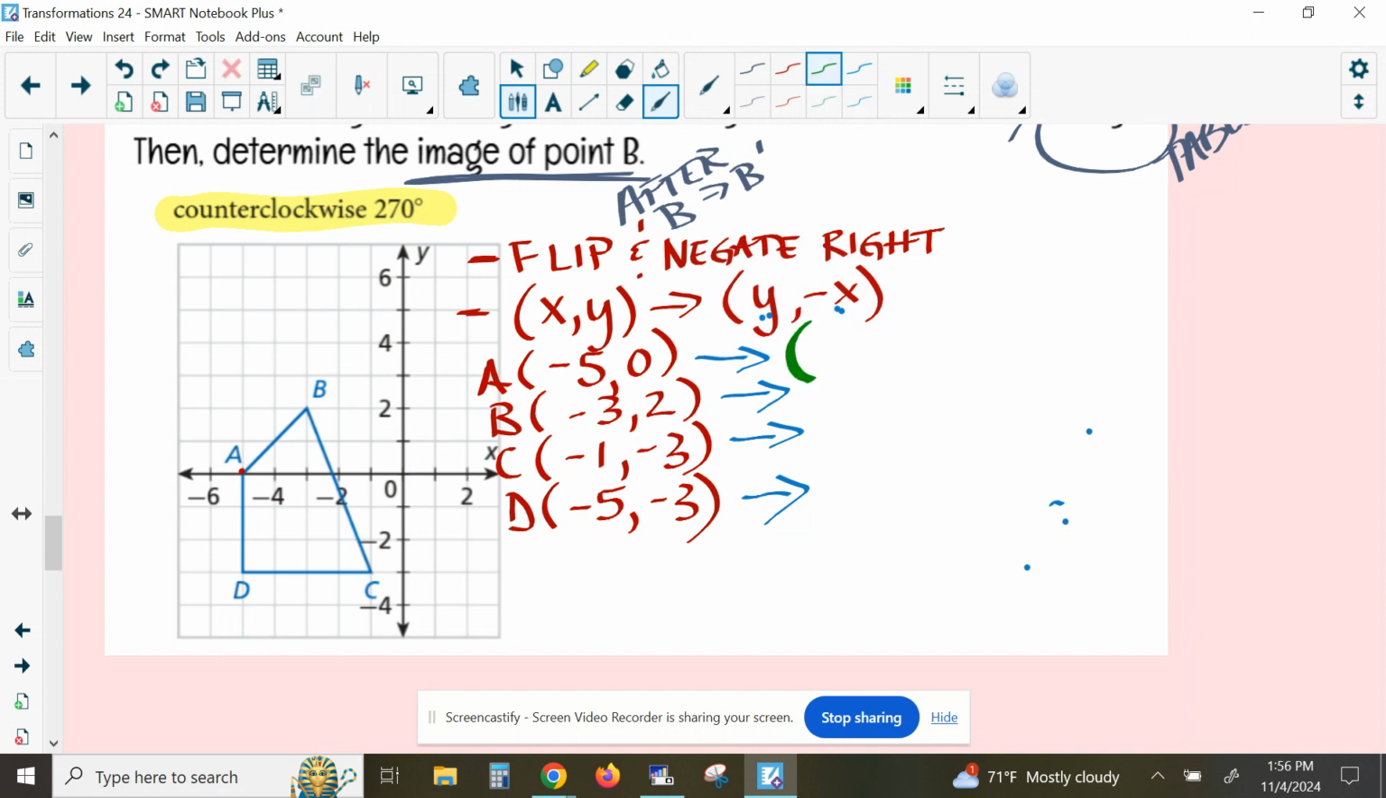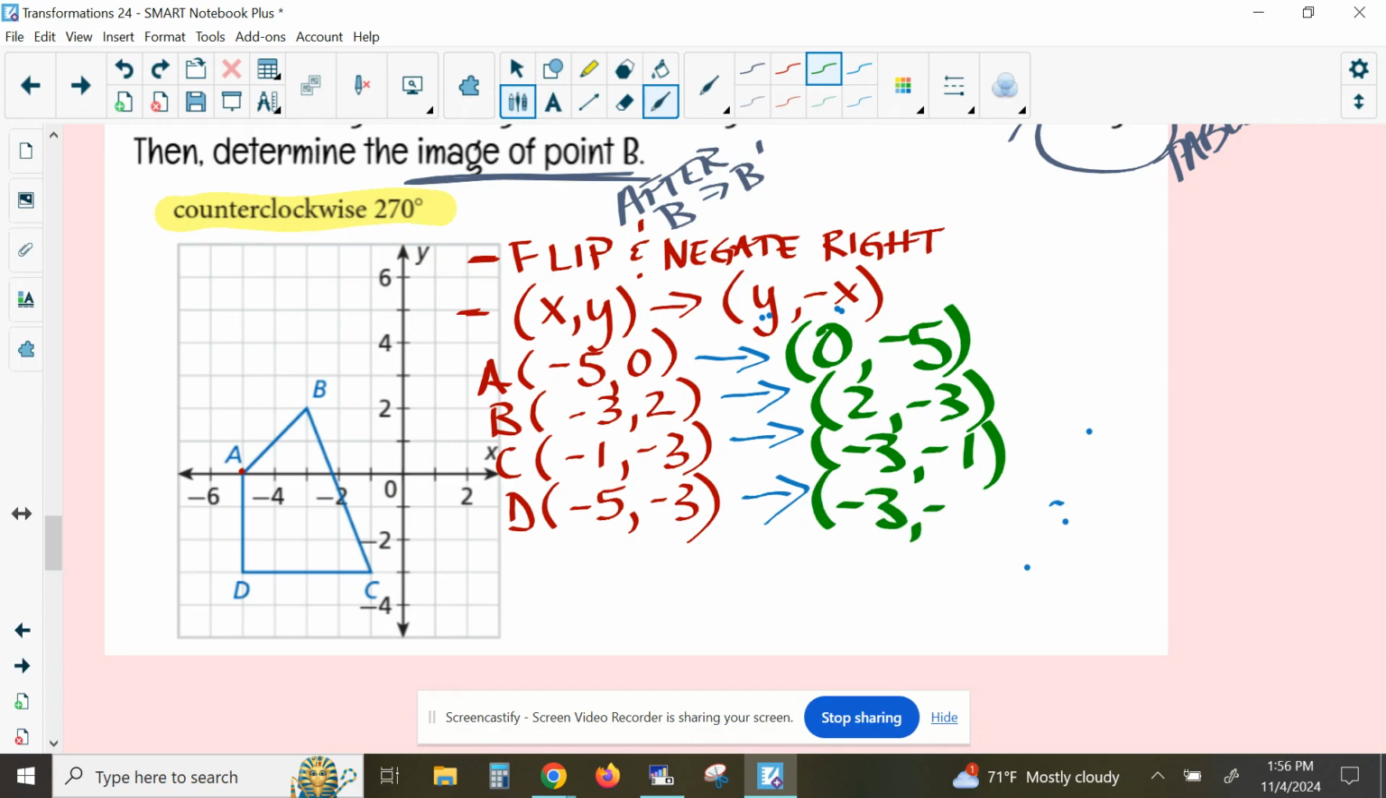I'm gonna put the 0, comma, -5. I'm just gonna flip first, in other words, reverse the order of them. This one turns to 2, -3. This one turns to -3, -1. And the last one turns to -3, -5. Now all I did was do the flip. In other words, put the Y in the X spots.